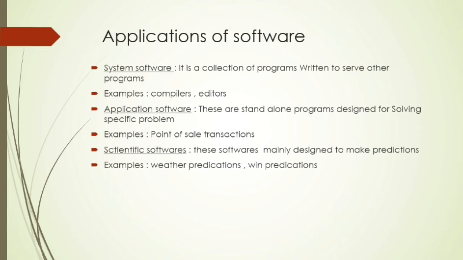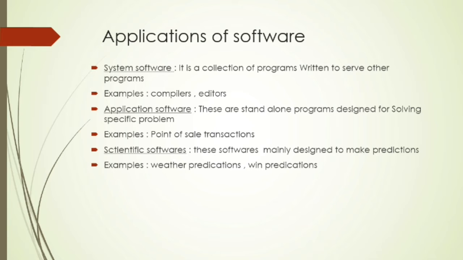And now we will get into the applications of software. As the first application of software, we can say these types of software. We can even mention them as types of software also. The first type is system software. System software is a collection of programs to serve other programs. Here I'll be explaining with an example.